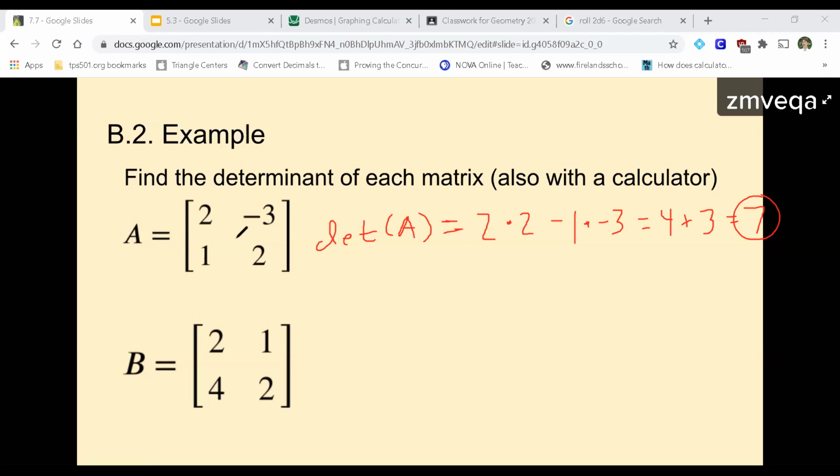If we do B, the determinant of B is 2 times 2 minus 1 times 4. Again, the top left to bottom right main diagonal always goes first. And then the other diagonal is the one you subtract. Though for this one, it doesn't really matter because that's 4 minus 4. So that's 0.